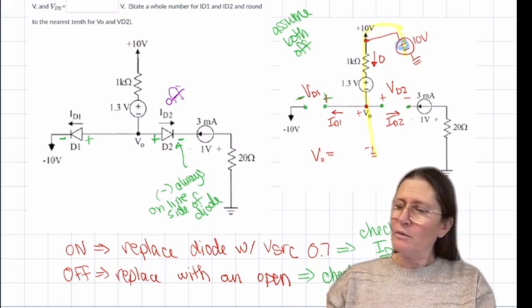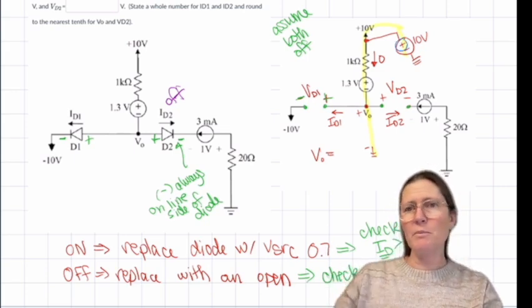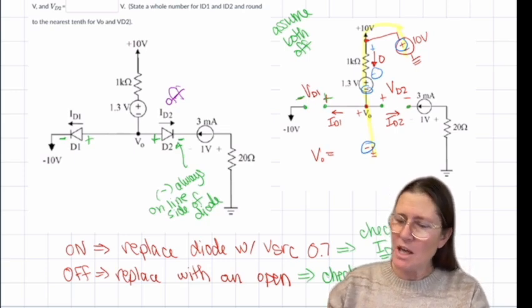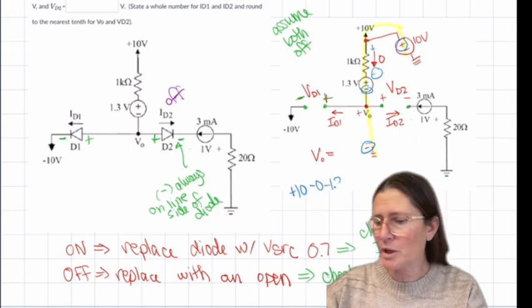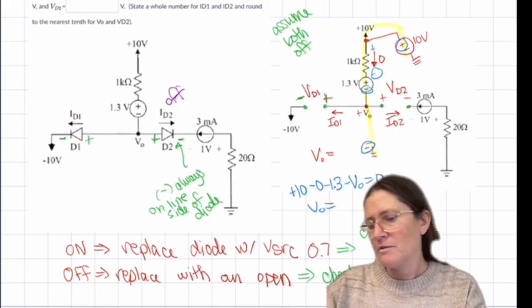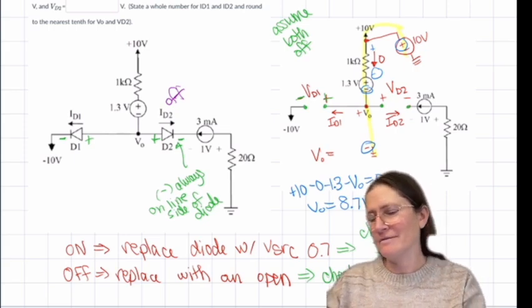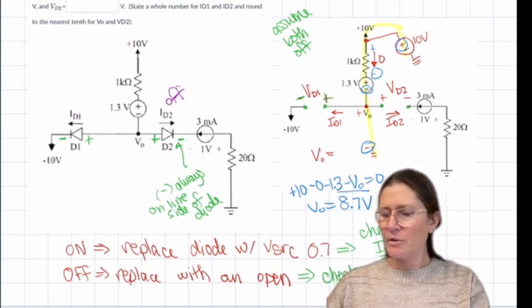So this loop, I can go either direction, from the bottom up or this way. I'm just going to go here. This will be 10 minus 0 minus 1.3 minus V0 equals 0. So V0 will be 8.7 volts. So V0 is 8.7 volts.